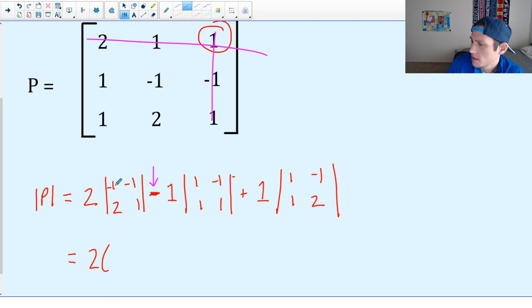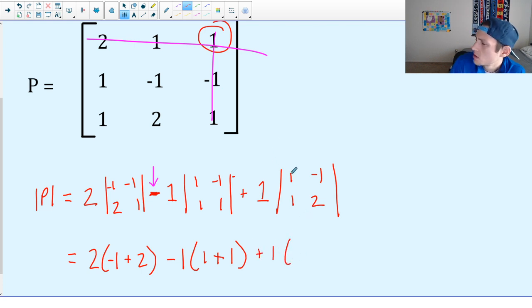And that is just multiply the main diagonal, so -1 times 1 is -1, minus 2 times -1, which would be -2, so -1 plus 2. Okay, minus 1 times, now this determinant, 1 times 1 is 1, minus 1 times -1 would be -1, so that'll turn into a plus, so 1 plus 1. And then plus 1 times 1 times 2 is 2, minus 1 times -1 is -1, so that would be 2 plus 1.